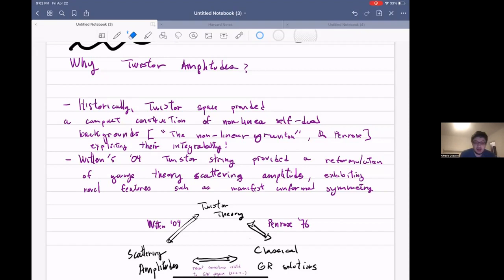Of course, I failed to give the proper references here because the body of work is really large. But there is a three-way connection between Twistor theory, scattering amplitudes, and classical GR solutions. As I just mentioned, there's a connection by the work of Witten, also by the work of Penrose, and most recently a connection between scattering amplitudes and classical solutions in general relativity, as has been established throughout this conference.